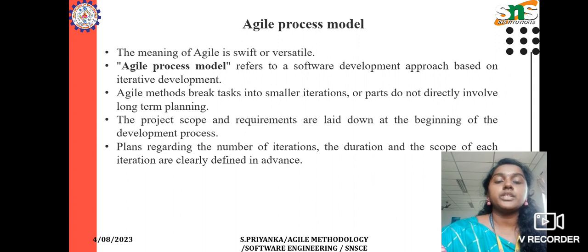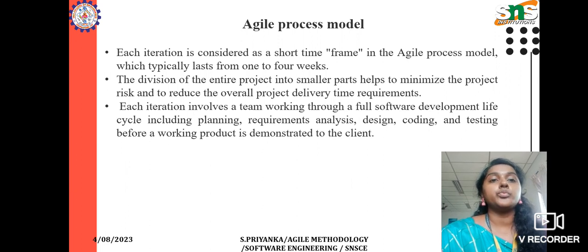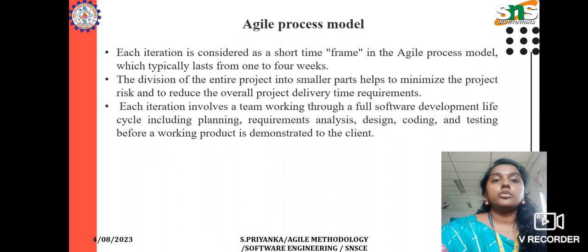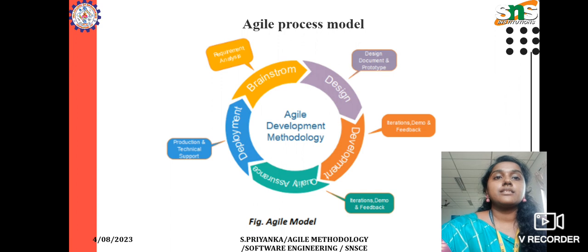Here, the project scope and requirements are laid down at the beginning of the development process. The plans, the number of iterations, and the duration and scope of each iteration are clearly defined in advance. Next, iterative: each iteration is considered a short time frame in the agile process model, which typically lasts from 1 to 4 weeks. The division of the entire project into smaller parts helps to minimize the project risk and reduce the overall project delivery time.